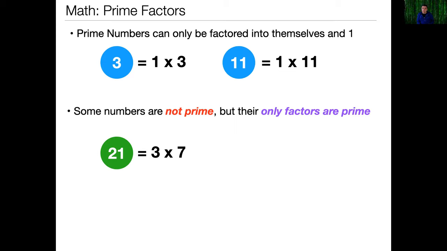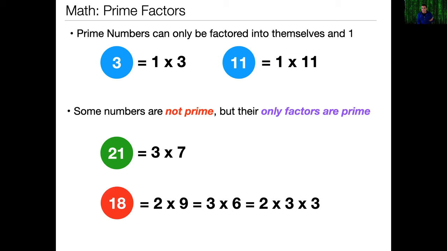An example of a number that isn't special in this way is 18. 18 can be factored into 1 times 18, but it's not prime because it can also be factored into 2 times 9. Well, 2 is prime, but 9 is not. 18 can also be factored into 3 times 6. Well, 3 is prime, but 6 is not. 18 can also be factored into 2 times 3 times 3. Those are all prime factors, but it's 3 prime factors instead of 2 prime factors.